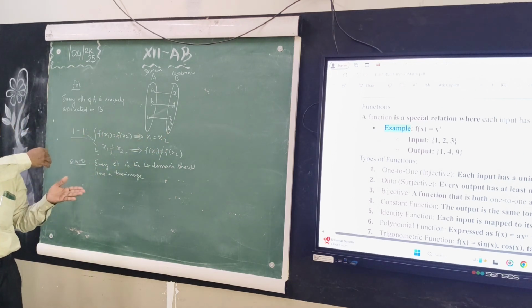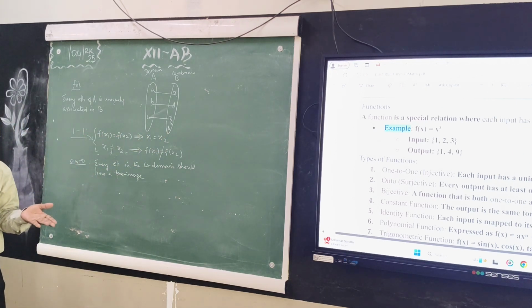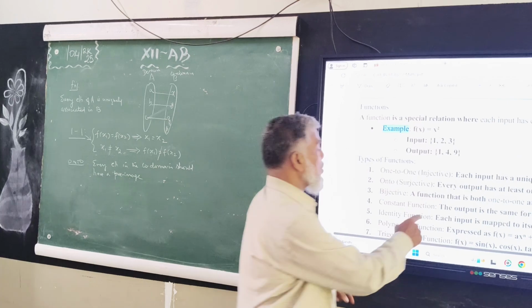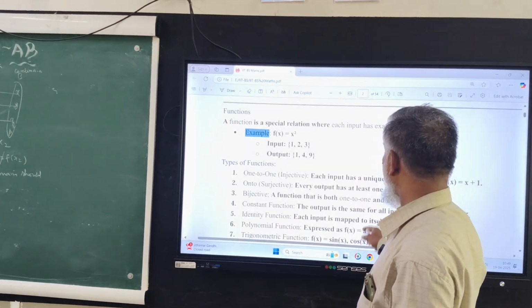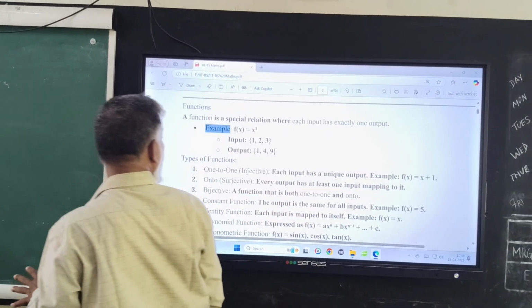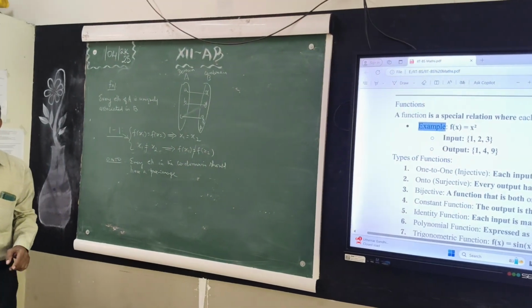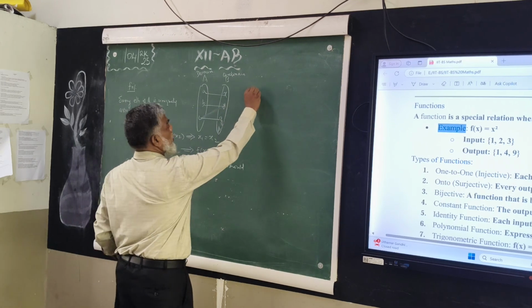P does not have a pre-image, therefore it is not an onto function, but it is a 1-1 function. So it is an example of 1-1 but not onto. Now look at the definition: every output has at least one input mapping to it. Another example.